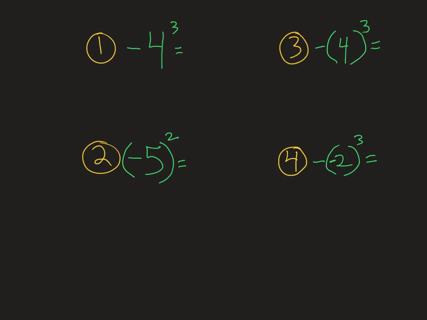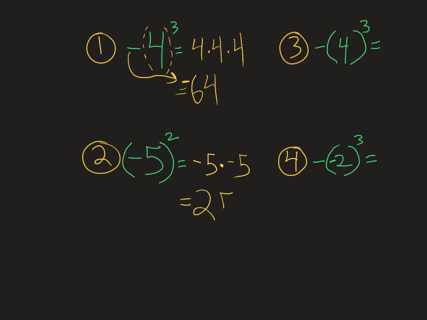First one here, no parentheses, which means there's an invisible set telling us to work through the exponent first. 4 times 4 times 4 is 64. And don't forget to apply your negative. There you go. Second one, because there are parentheses, we are going to square that negative with the number. Those 2 negatives are going to cancel. This stuff's easy for you guys.